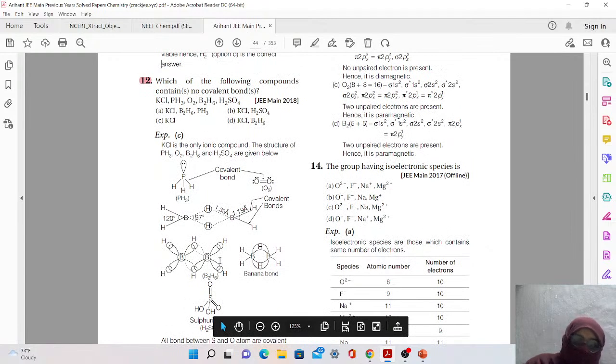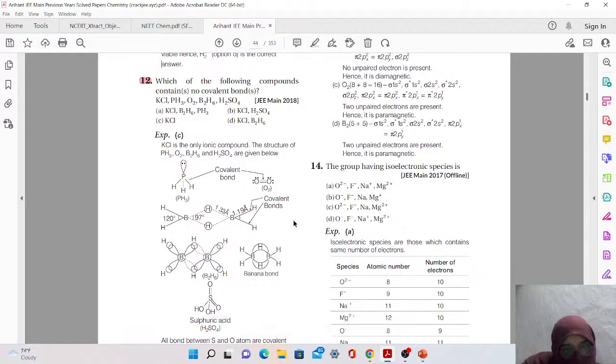No need. That means O2, oxygen is two similar atoms, so definitely will form covalent bond. That means O2 will also be deleted. B2H6 again, PH3 covalent bond. H2SO4 has coordinate covalent bond and covalent bond also. That means we'll delete all the things. We have only C, KCl is the right answer.